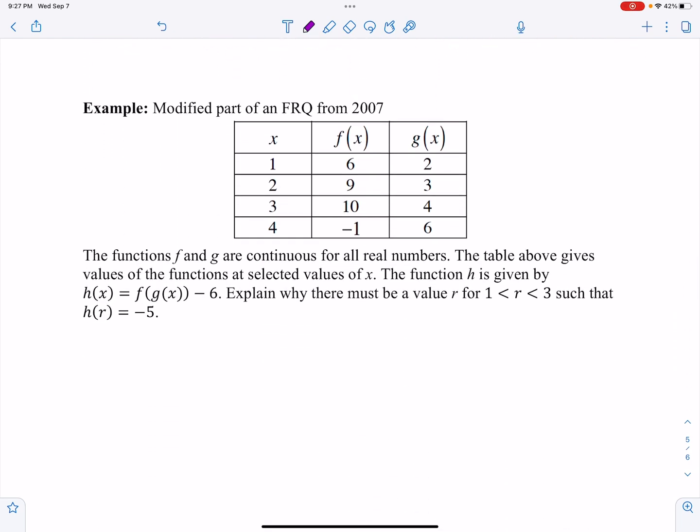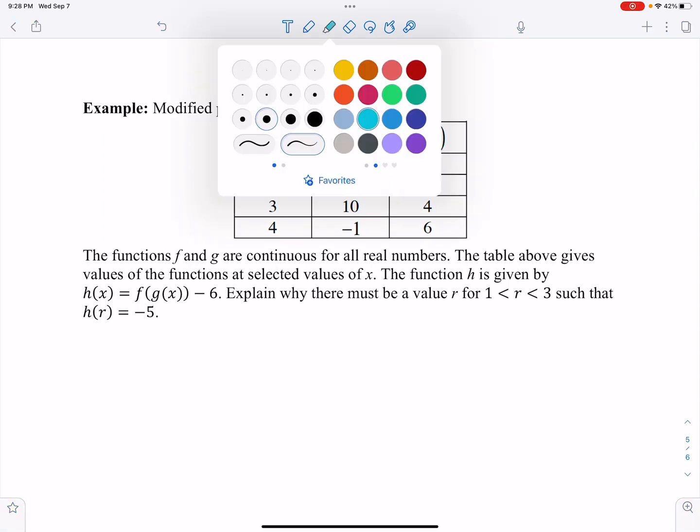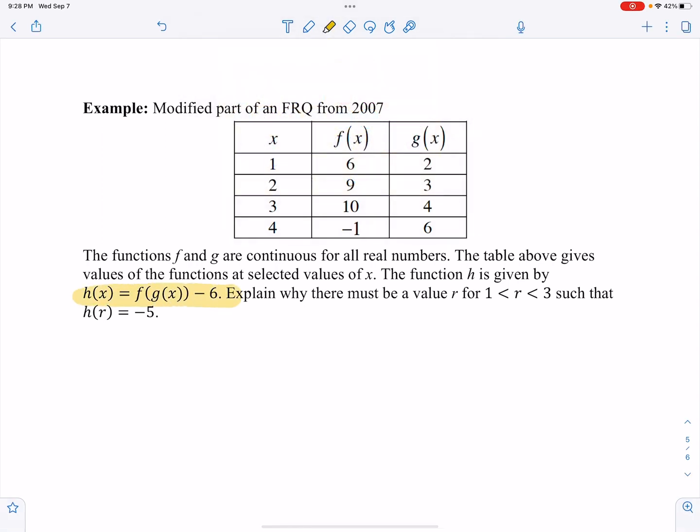Okay, so this is modified from a part of an FRQ from the 2007 AP Calculus AB exam. So the functions f and g are continuous for all real numbers. The table above gives values of the function at selected values of x. The function h is given by f composed with g minus 6. Explain why there must be a value r for r between 1 and 3 such that h of r equals -5. So it's just asking for the existence of this function value. That's kind of a ding, ding, ding, intermediate value theorem.